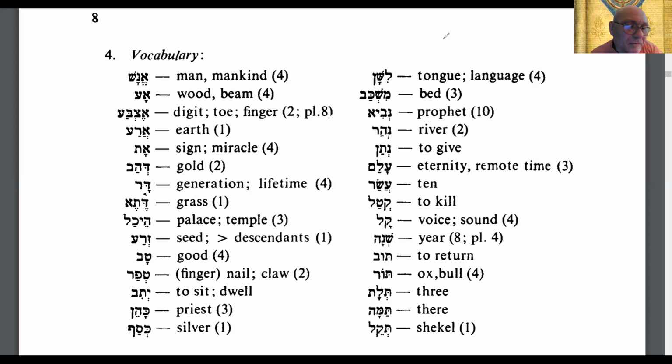Okay, we've got tafar for finger or nail, claw. Yativ, to sit, dwell. Kahain, look at that. You know what it is in Hebrew? It's kohen in Hebrew. Look, in Aramaic, it's kahain. It's an ah sound instead of an o. Kesaf in Aramaic, and I think in Hebrew, it's kesef. So it's like an S sound versus an ah.